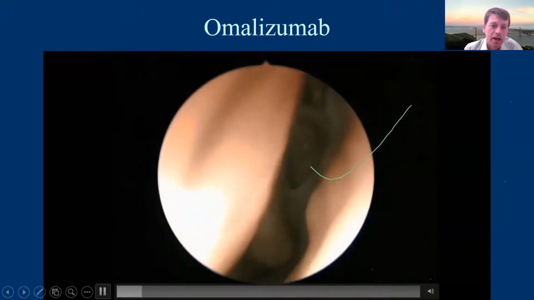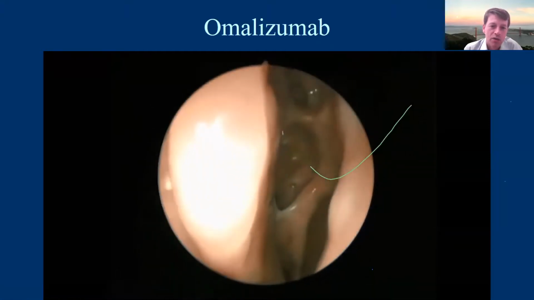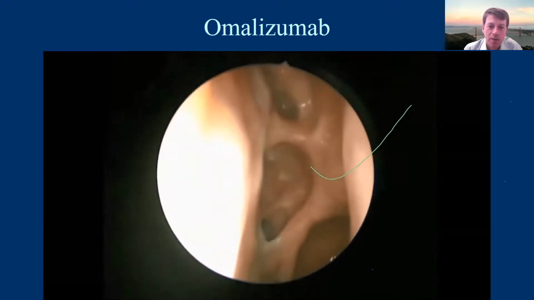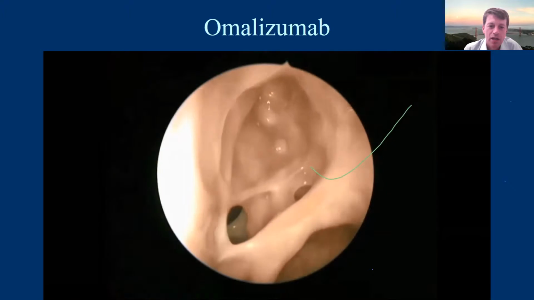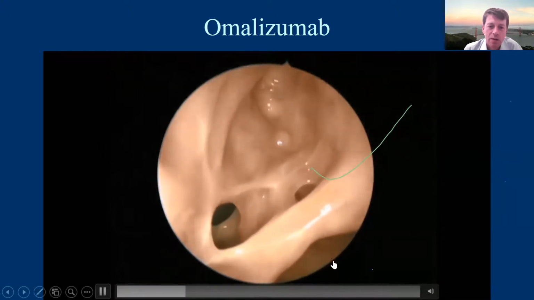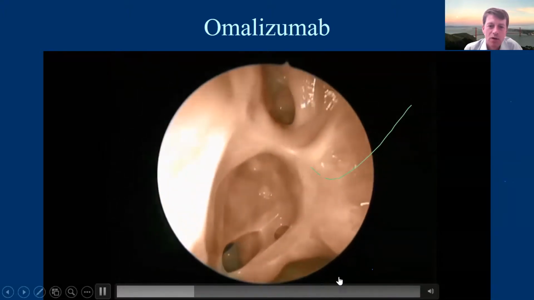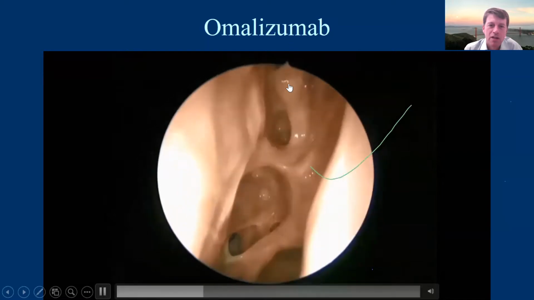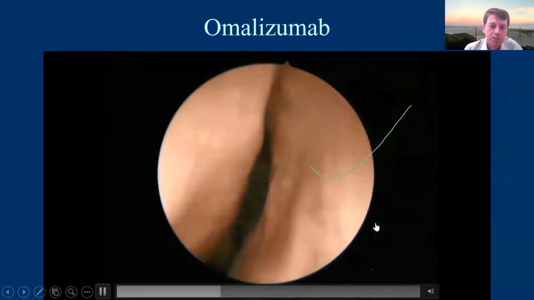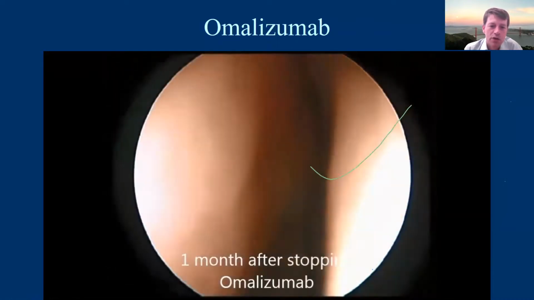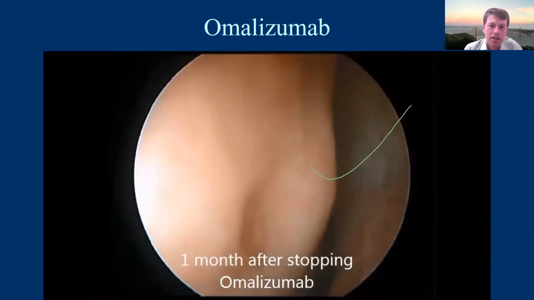So this was a patient of mine who had a history of chronic sinus disease and polyps and had been on omalizumab for some time for his asthma. Here was his endoscopy at the time. You can see he's got a little bit of scarring, but really not much inflammation overall. Nice wide open maxillary sinus down here, and we'll be able to see up into the frontal sinus as well. For insurance reasons, he had to stop his omalizumab treatment.